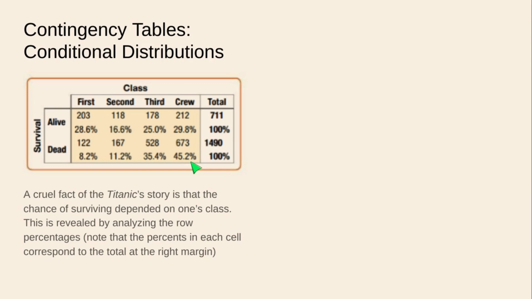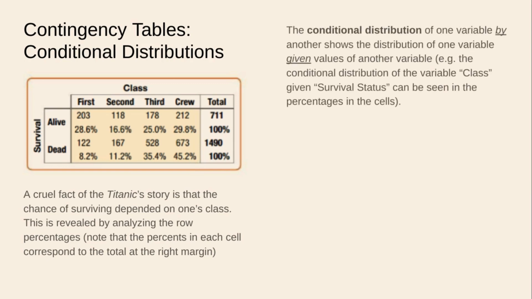That's crazy. The conditional distribution, to give it a definition, of one variable by another shows the distribution of one variable given values of another variable. So you'll see the word by a lot. And by means given. And given means we're living in a particular world, as it were. In other words, the conditional distribution of the variable class given survival status can be seen in the percentages in the cells.